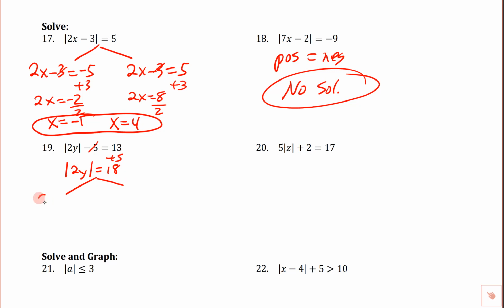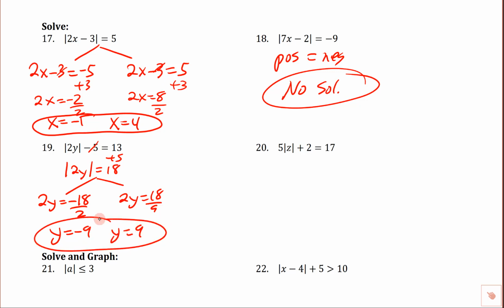Once we've got it isolated, we can break it into the two cases. It's either equal to -18 or it's equal to +18. We're going to divide both sides by 2, so we get a -9 on this one. Divide by 2 here, and we get a +9 on this one. So we get two answers on that one. And then let's keep going on this.